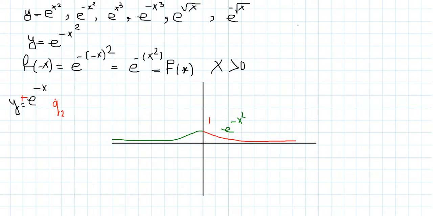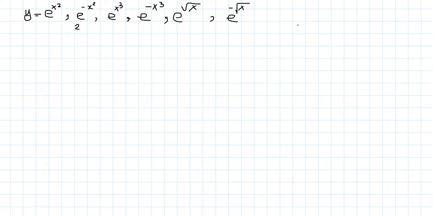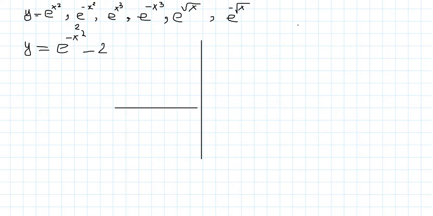Let's draw another graph. It is an example where we can shift it: e to the power of minus x squared minus 2. Easily I draw e to the power of minus x squared. After that, shift it down. So I try to, but it is not good.